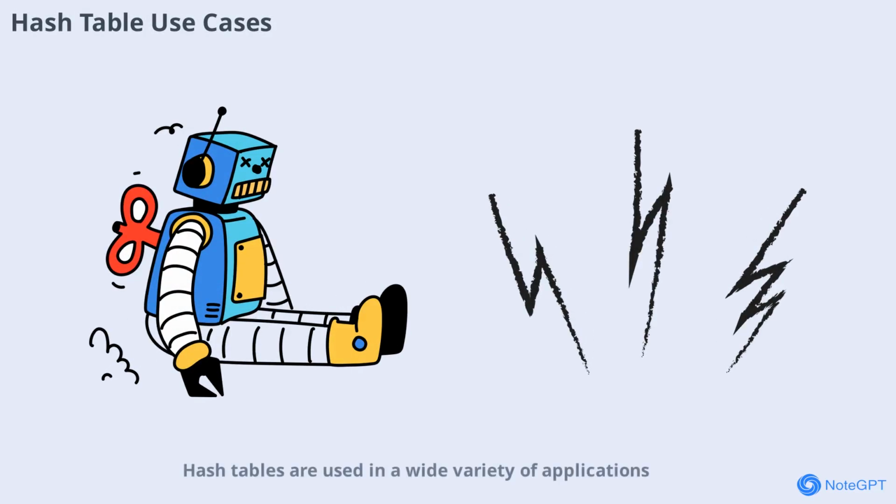Hash tables are used in a wide variety of applications. They're the backbone of dictionaries and maps in many programming languages, allowing for quick lookups and updates. Hash tables are also used in databases, caches, and even in networking for routing data. Their speed and flexibility make them a go-to choice whenever fast data access is needed.